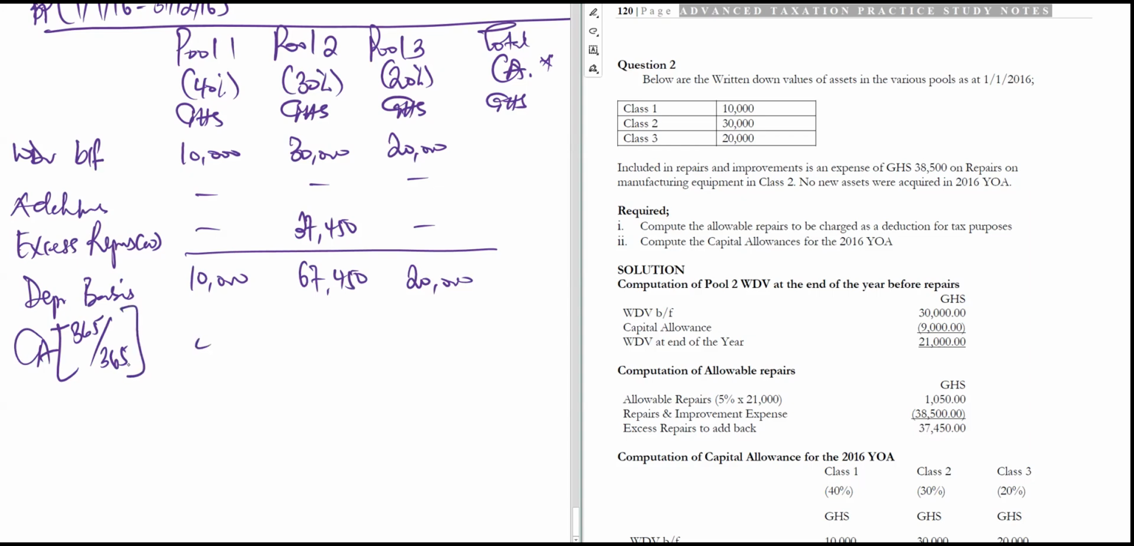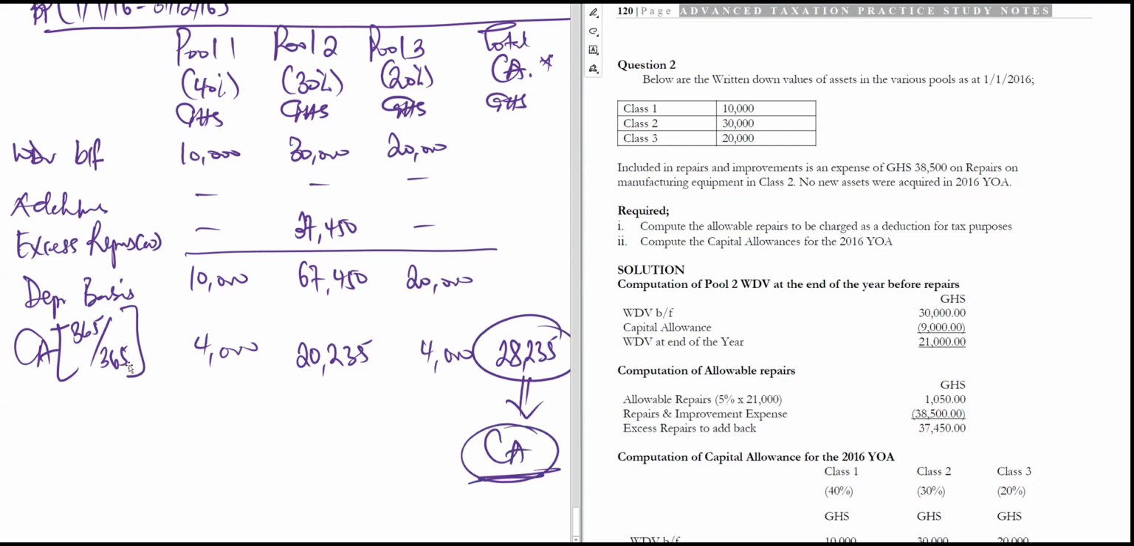So 40% of 10,000, that's 4,000. And that gives us what? 30% of 67,450 gives us 20,235. Add it to 8,000. 28,235, right? So this is a total capital allowance, which is going to be deducted from our profit for the year. Okay, so that is about research.